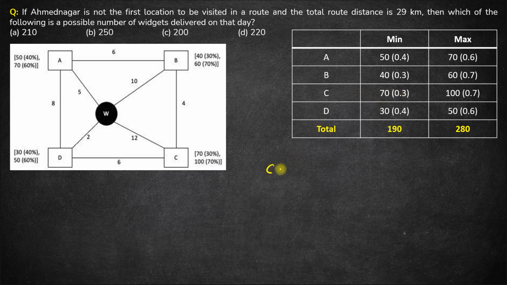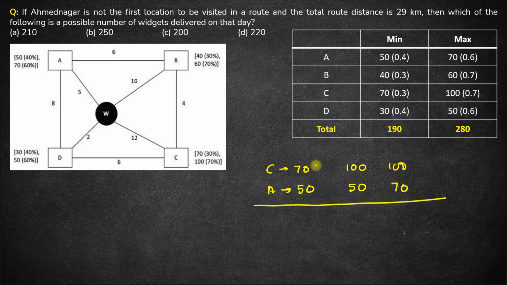if C's demand is 70, then A's demand cannot be 70. Because if A is also 70, then we had seen in the previous cases, if A and C both have the same demand, we will go to A first, which is not the case. So if C's demand is 70, A's demand cannot be 70, it can be 50 only. Or if C's demand is 100, then A's demand can be either 50 or 70. Now both are possible. So this is what is given. These are the three cases that is going to be there for us to consider.